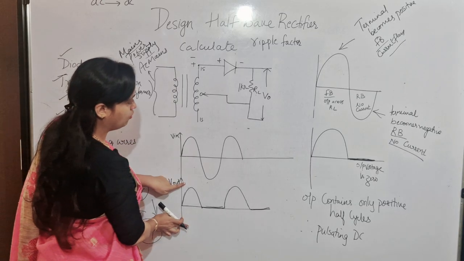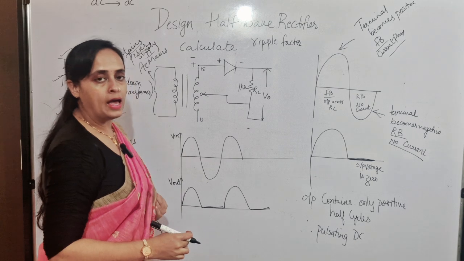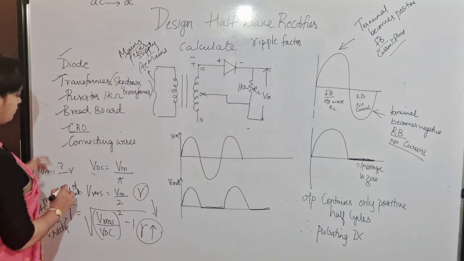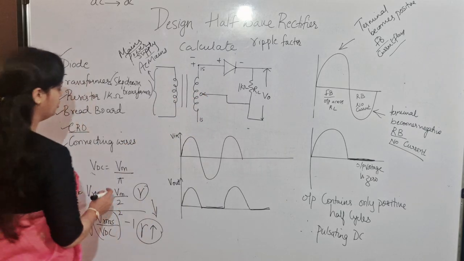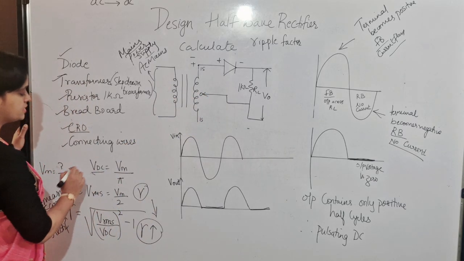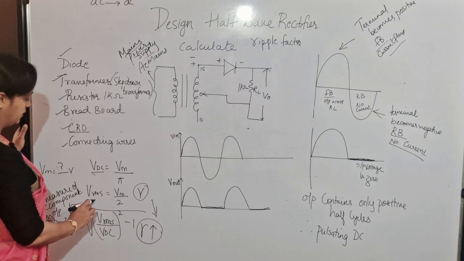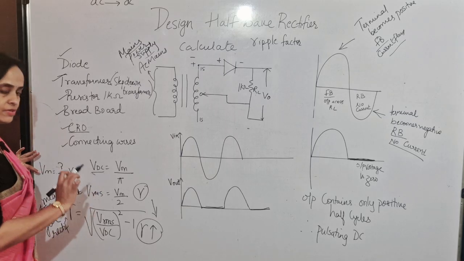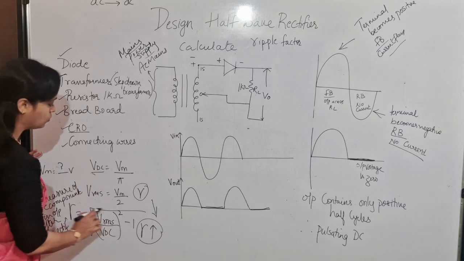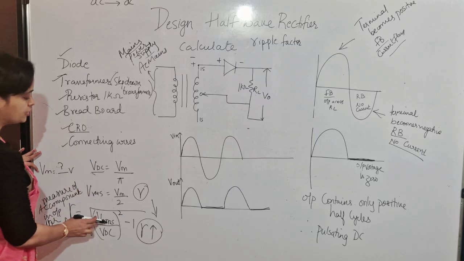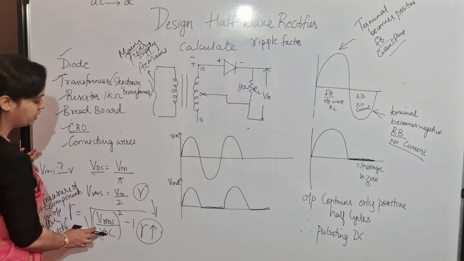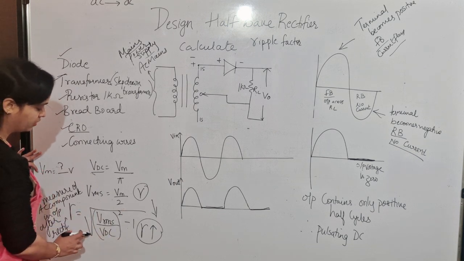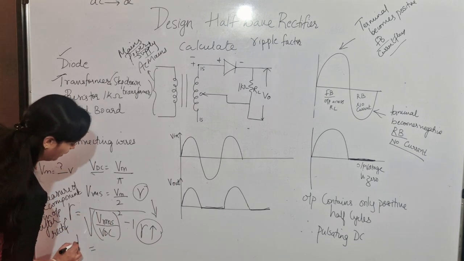Now this kind of waveform should be observed in the CRO, and based on the amplitude, Vm should be measured. Whatever Vm is obtained by observing the CRO should be divided by pi to get VDC, and Vrms is nothing but Vm divided by 2. Once VDC and Vrms are calculated, finding the ratio Vrms divided by VDC, squared, minus 1, to which the square root is taken, will be the ripple factor.